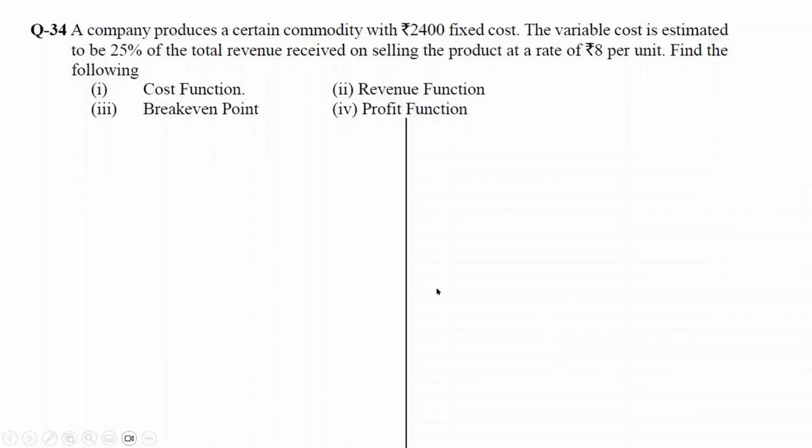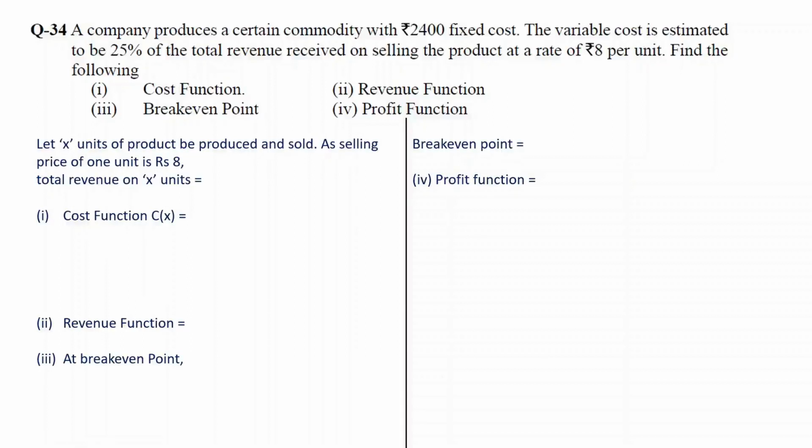Now moving on to the next question. A company produces a certain commodity with rupees 2400 fixed cost. The variable cost is estimated to be 25% of the total revenue received on selling the product at a rate of rupees 8 per unit. Find the following. You have to find the cost function, revenue function, break-even point and the profit function. We are given the fixed cost and then the variable cost is estimated as 25% of total revenue. And then the selling price per unit is rupees 8. All these are given. So let us find each of these.